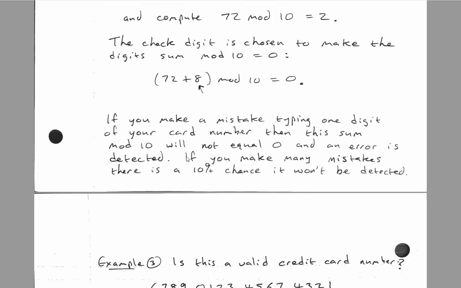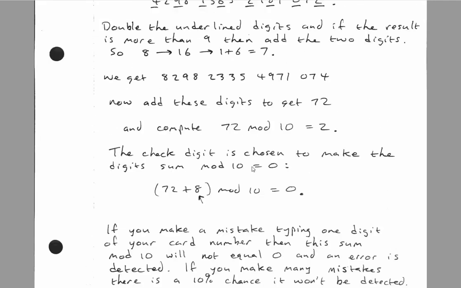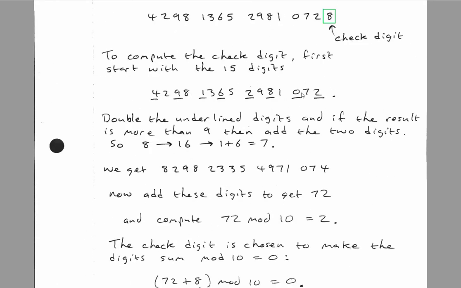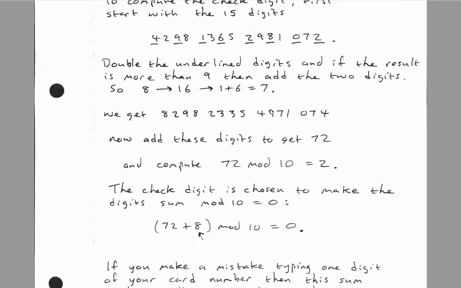If you make a bunch of mistakes, there's only a 10% chance that the remainder will be 0. It's more likely to be 1 through 9. Okay, so it's a whole field of error detection. This is a simple way to check for errors in identifying numbers, like credit card numbers.